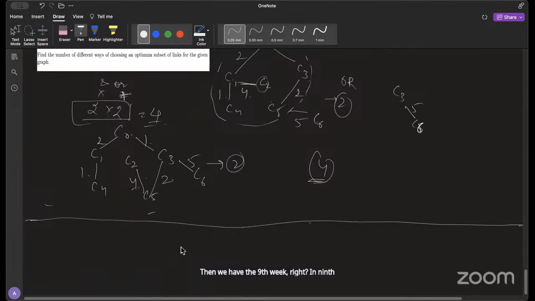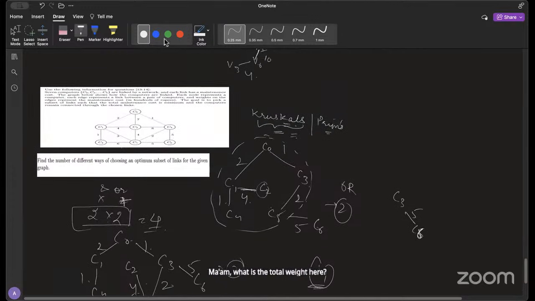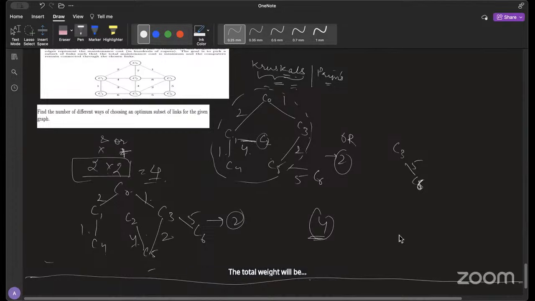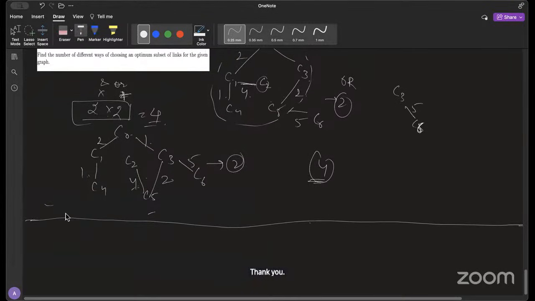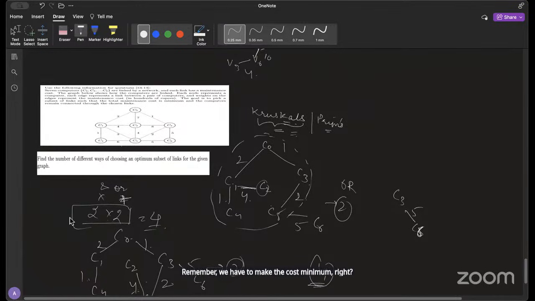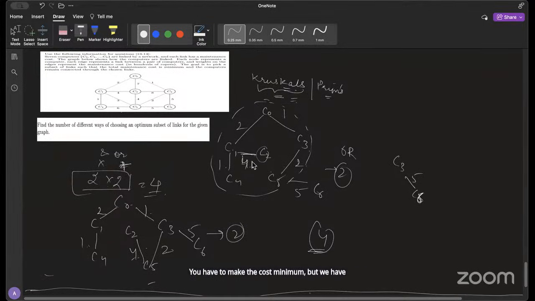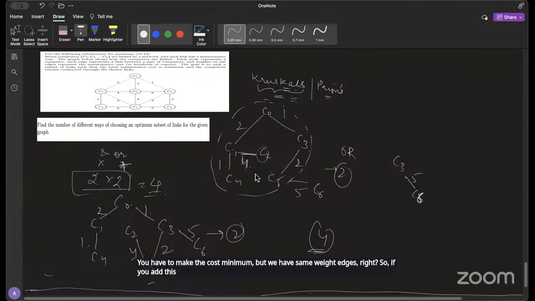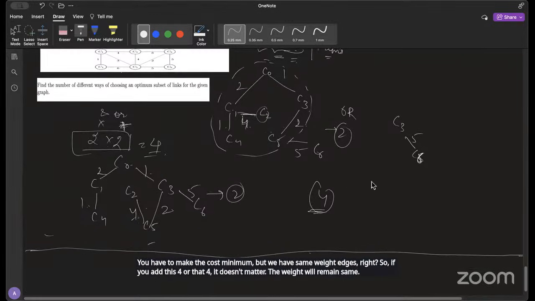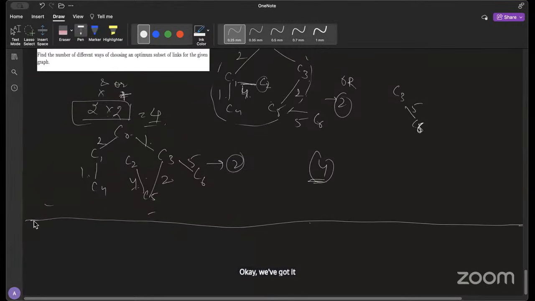Ma'am, in 9th week, what is the total weight here? The total graph weight will be, this is 1, 2, 3, 4, 8, 10, and 15. Ma'am, but we have to make the cost minimum, right? Yeah, you have to make the cost minimum, but we have same weight edges, right? So if you add this 4 or that 4, it doesn't matter. The weight will remain same. That's why there are two ways. Ma'am, got it. Okay.